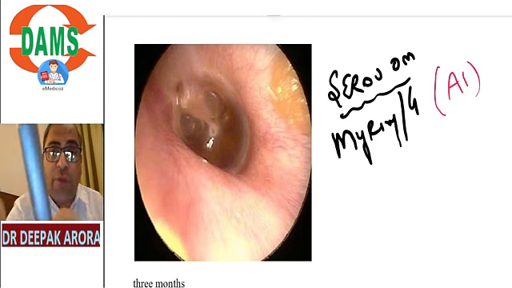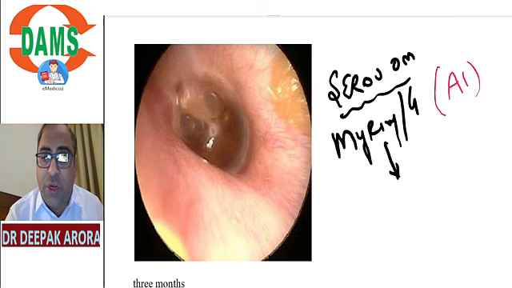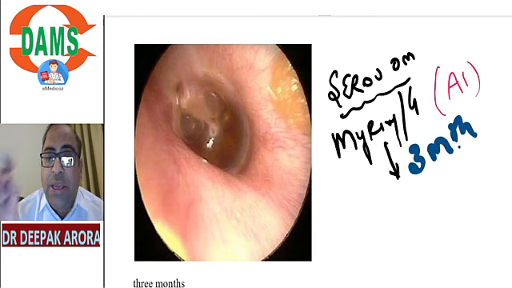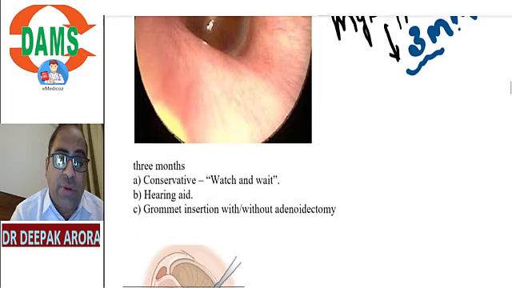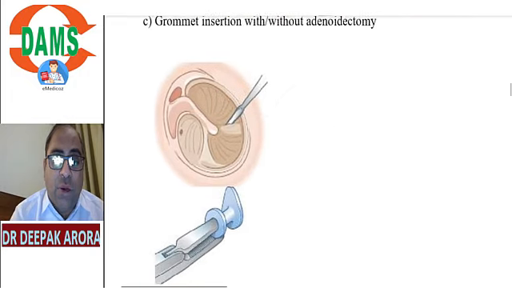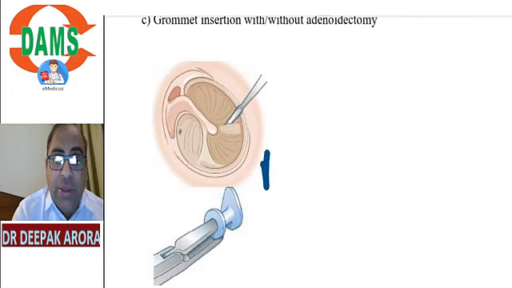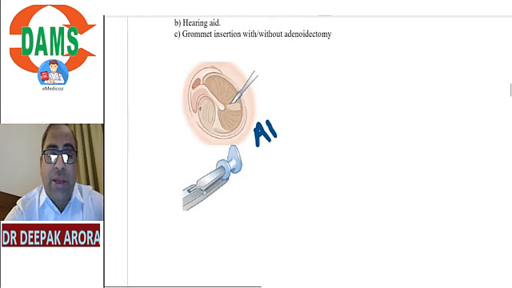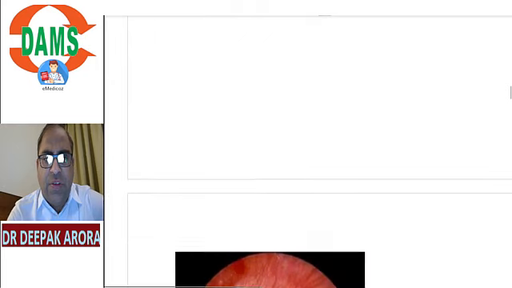Patient not responding for how many months? Any student who can write in the chat box. Patient not responding for 3 months. If the patient is not responding for 3 months, then I will go for grommet. Am I understandable? Just remember this point: patient not responding for 3 months, go for grommet. This is a small ventilation tube. Where do we put the grommet? Anterior inferior. We put the grommet in the anterior inferior quadrant.